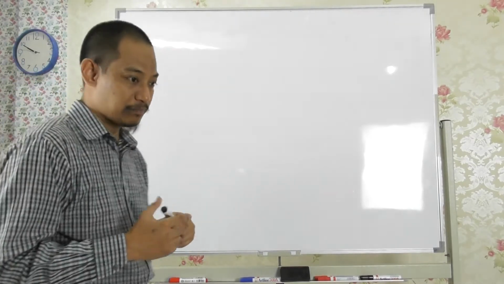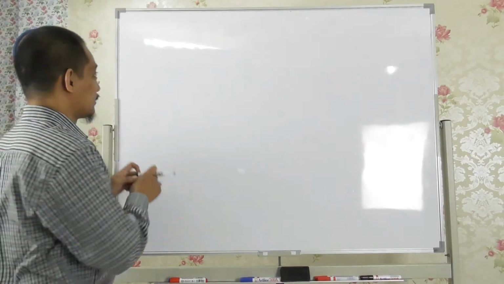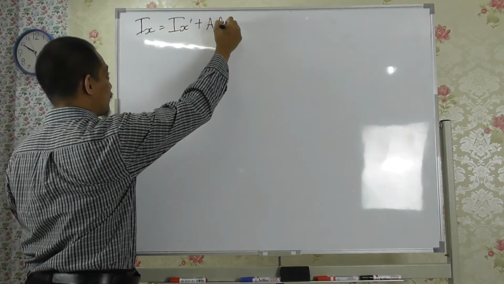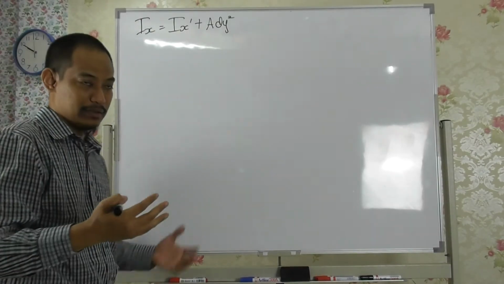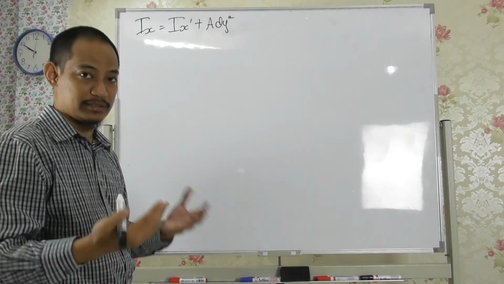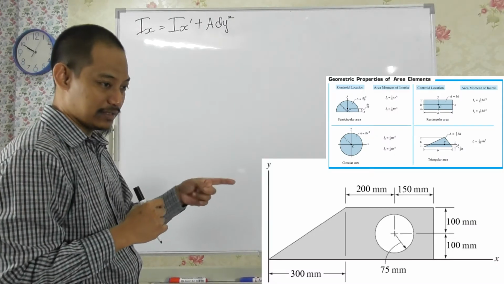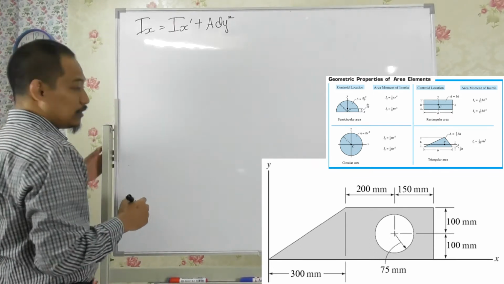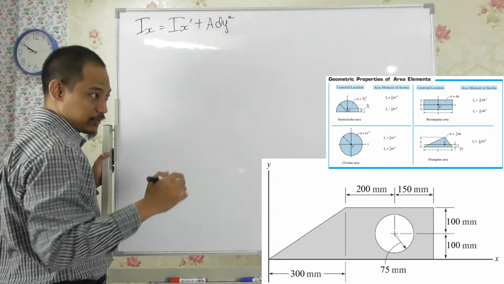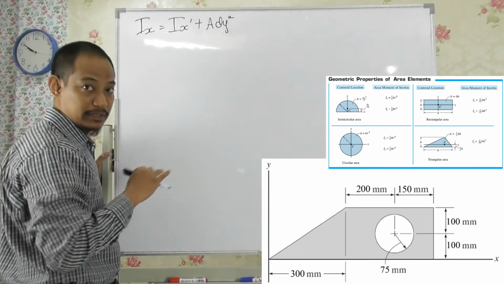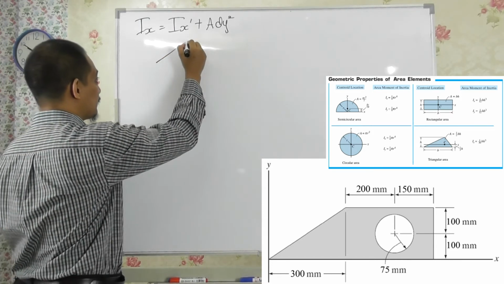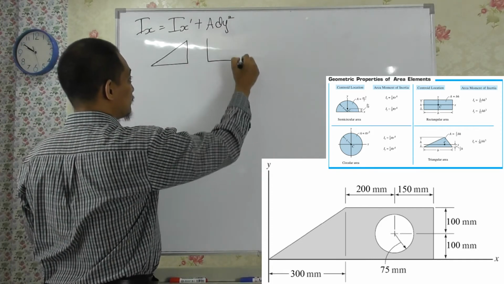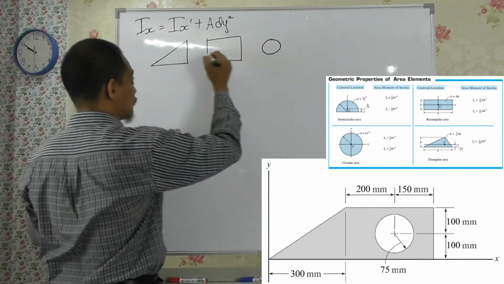So the original drawing. In terms of Ix, if you do Ix first, the equation will be Ix prime plus A dy square, as well as Ix equal to Ix1 plus Ix2 plus Ix3, etc. Or in this case, Ix triangle plus Ix rectangular minus Ix circle, right? So in terms of Ix, what we have to relate to is the x-axis. When we have the triangle, for example, we'll divide it first: triangle, rectangular, and then circle. So this is plus, this is minus.